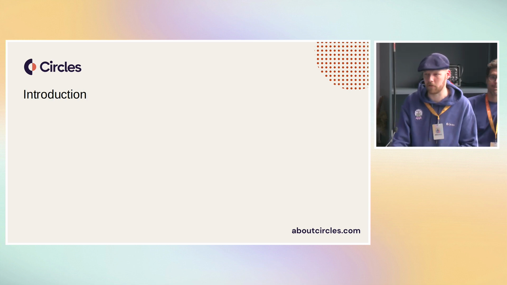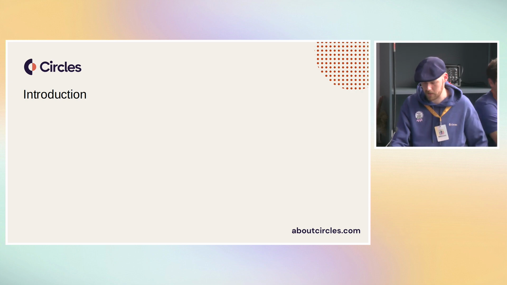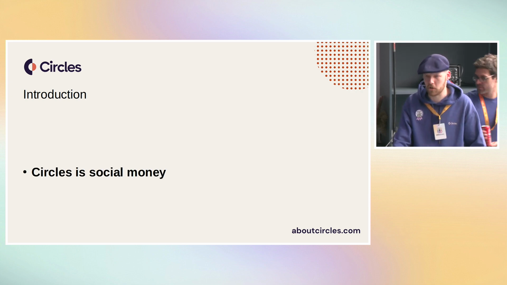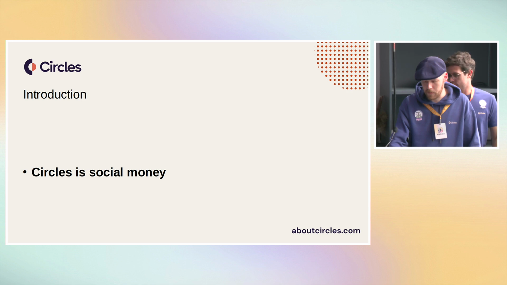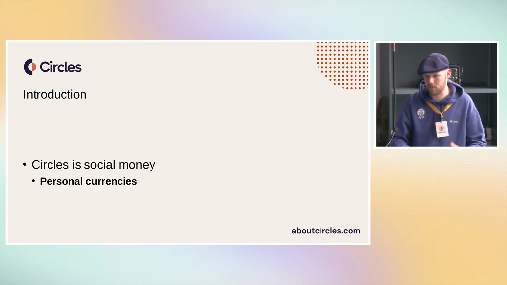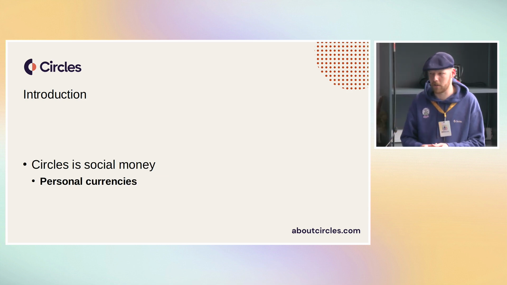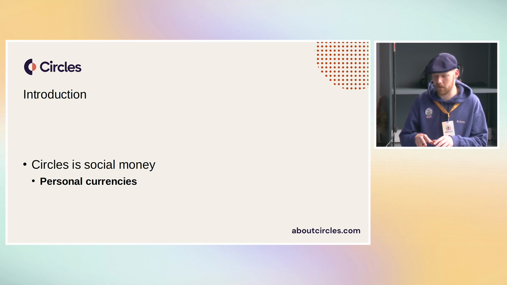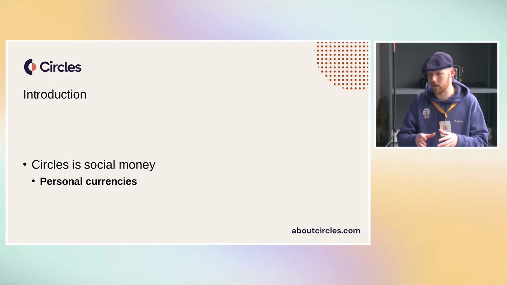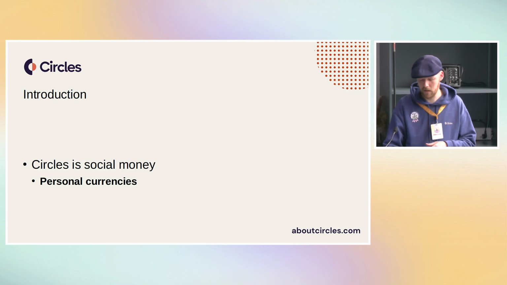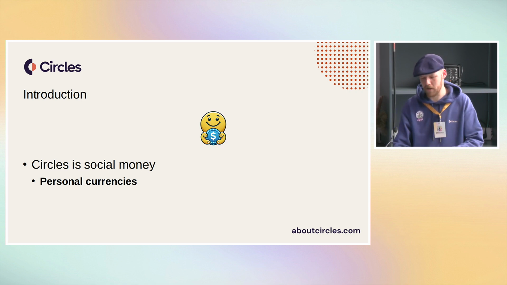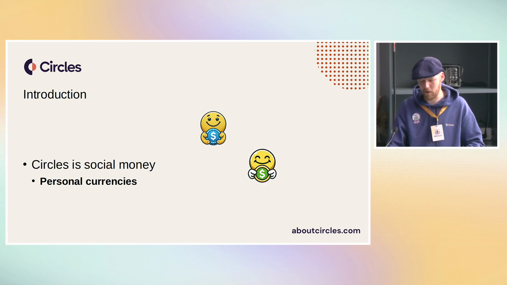Let me give you a quick introduction about what Circuits is. Circuits is a social money. What do we mean by that? In Circuits, every person gets their own personal currency. So whenever you sign up, you get your own ERC20 token. And here's Alice with her blue token. Here is Bob with his green token and Charlie with his red token.